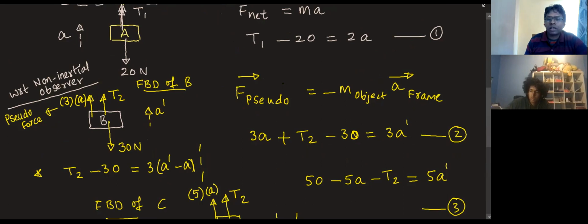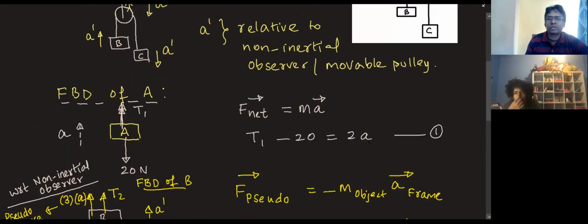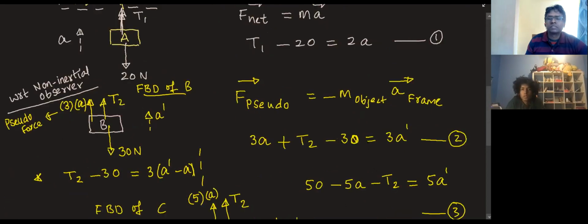Now, can we eliminate something? How should we do it? T1 is 2T2, right? Let us first eliminate by adding equations 2 and 3. Maybe I'll put all the equations together because we're not able to see everything, right? So let me put everything together.